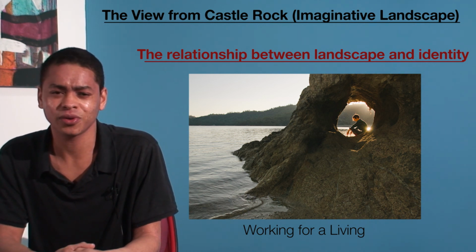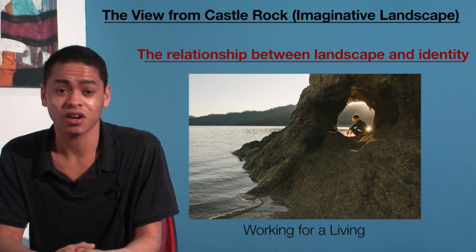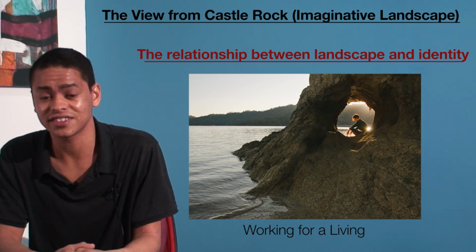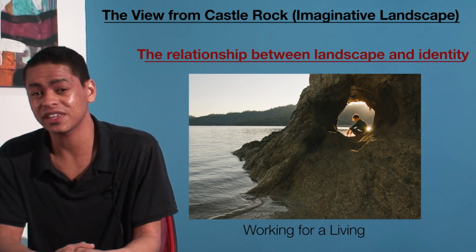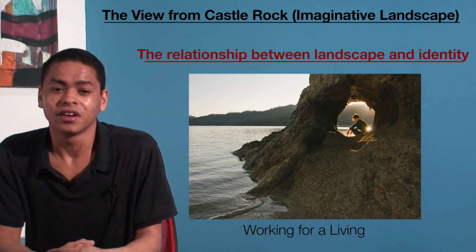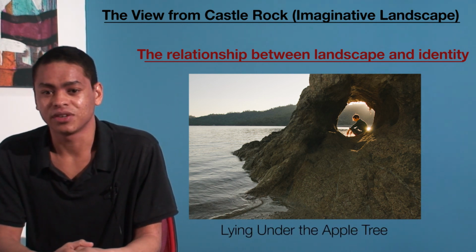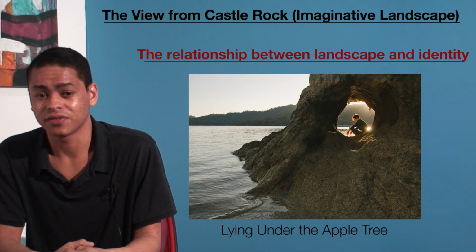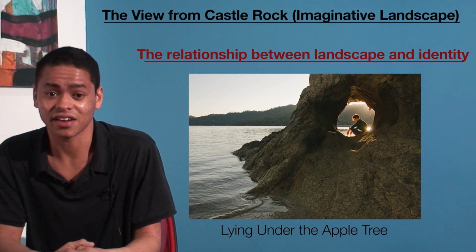Furthermore, Munro explores the ways in which people's landscapes, specifically homes, can represent their situation or identity to other individuals, specifically in relation to social status. Consider how this is explained in relation to Munro's mother's perspective of certain people's houses in Lying Under the Apple Tree.